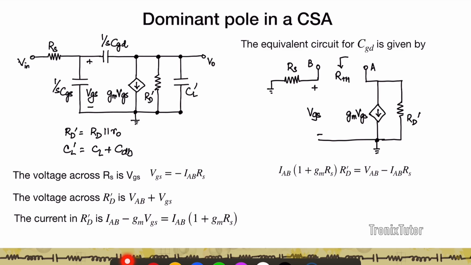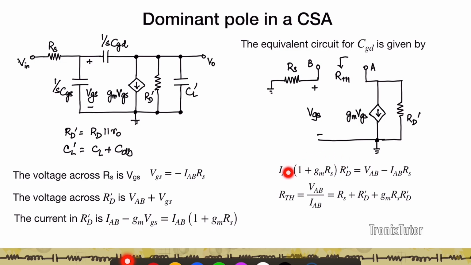And so therefore, I put that back into this equation because I know what the voltage across RD prime is. So I get IAB times (1 plus gm RS) times RD prime should be VAB minus IAB RS, because VGS is minus IAB RS. So here it's one equation which has VAB and IAB. So therefore I can find the Thevenin resistance as the ratio of VAB and IAB, as RS plus RD prime plus gm RS RD prime, right?